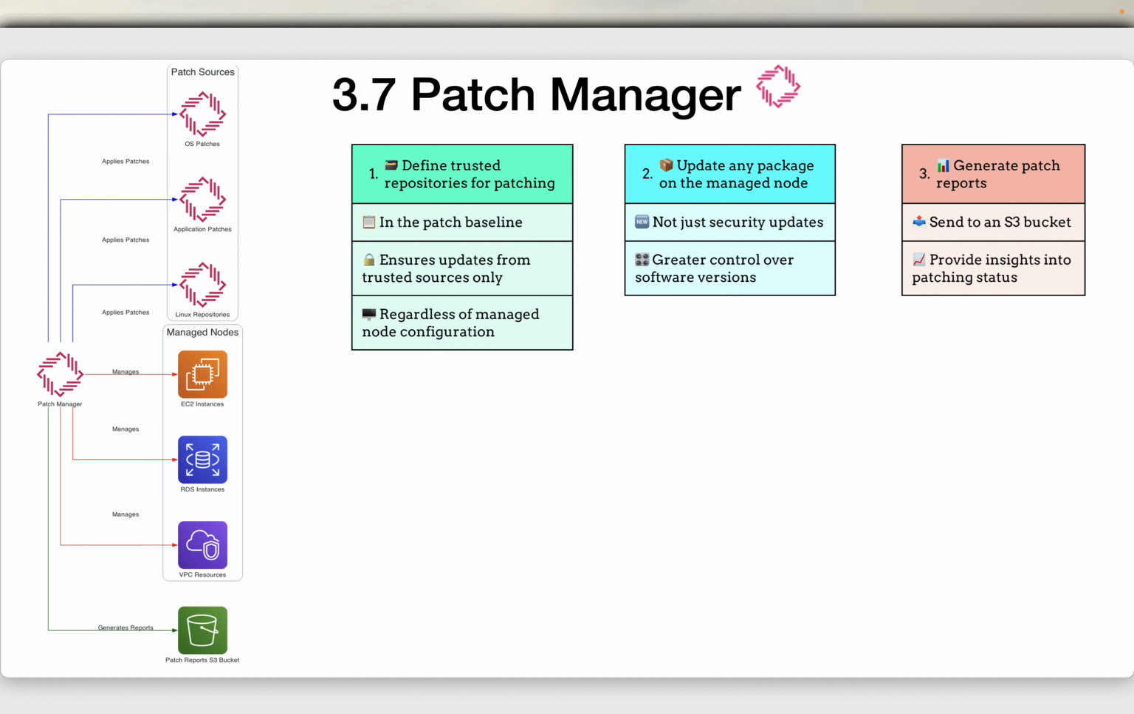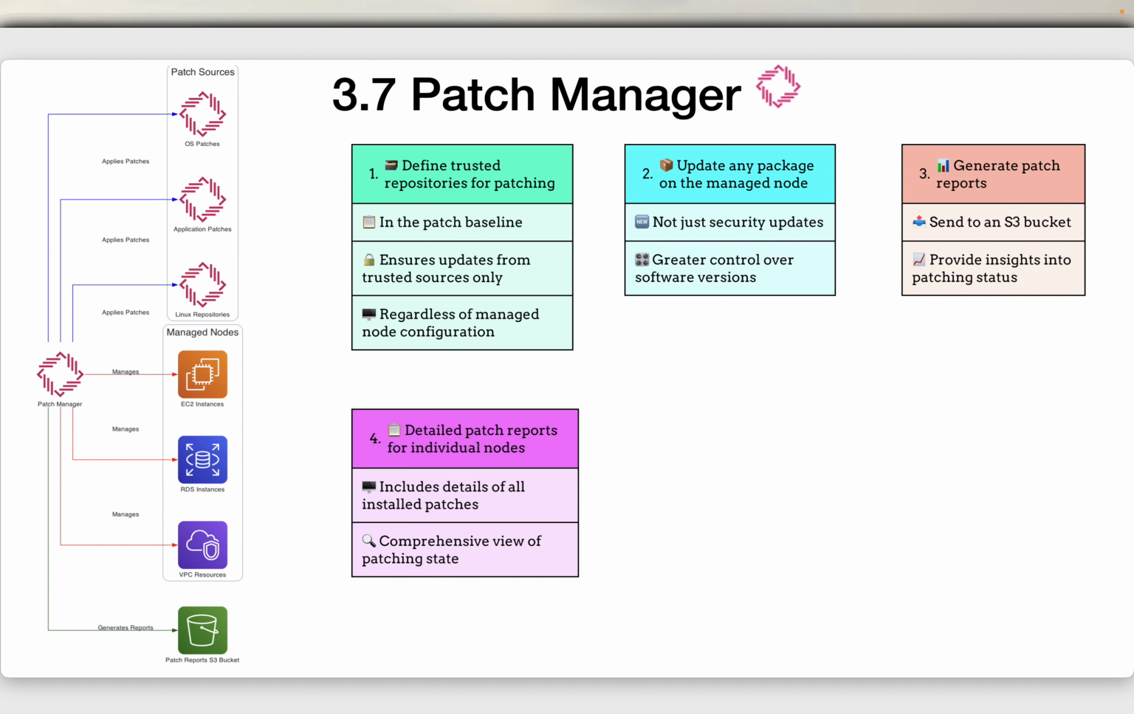Patch Manager can generate detailed patch reports and send them to an S3 bucket of your choice. These reports provide valuable insights into the patching status of your managed nodes. For a single managed node, the generated report includes details of all patches installed on the machine, offering a comprehensive view of its patching state.